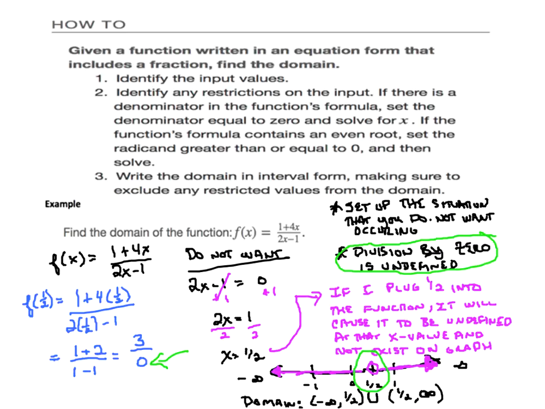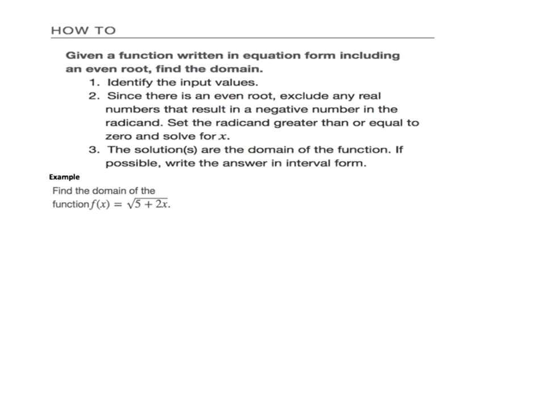Give me a green check if that now makes sense to you, why you have to exclude certain numbers. We have two reasons that we have to watch out for. We have to watch out for 0 showing up in the denominator, and we have to watch out for a negative value showing up underneath the square root. Okay, great. I got 2 green checks on that.